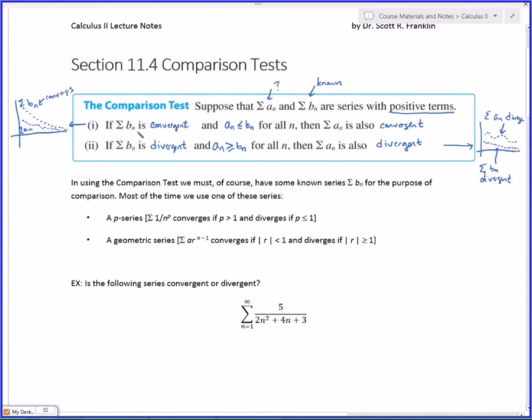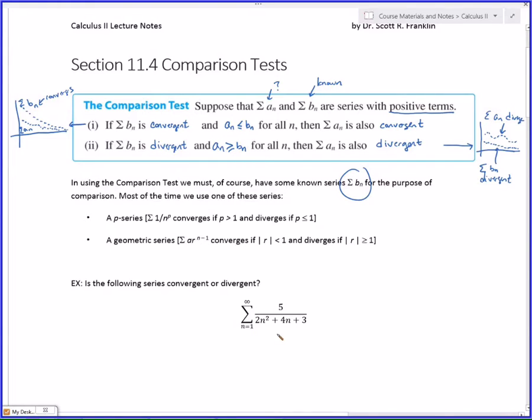Okay, so when the b sub n bounds the sequence above, it's always bigger than the thing underneath it converges. If I knew that b sub n was convergent, but my a sub n was above it, in that case, I don't know anything. I mean, a sub n could converge or it could diverge. If the thing on top diverged, I don't know if the thing underneath it converges or diverges. Okay? Now, in using the comparison test, we're always going to have to know some sequence that I'm going to compare it to. Well, I need to know what it does.